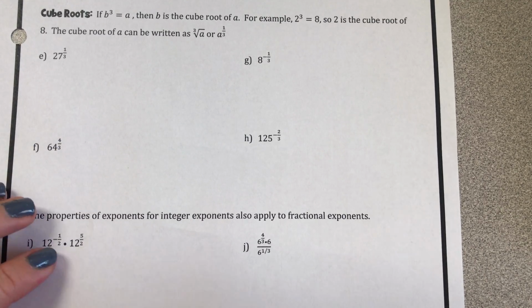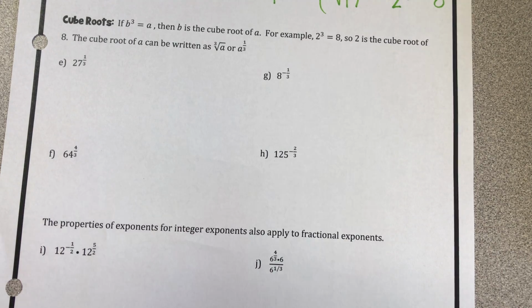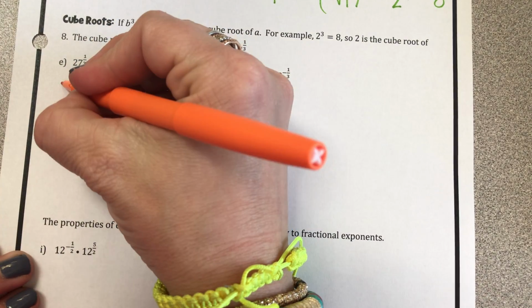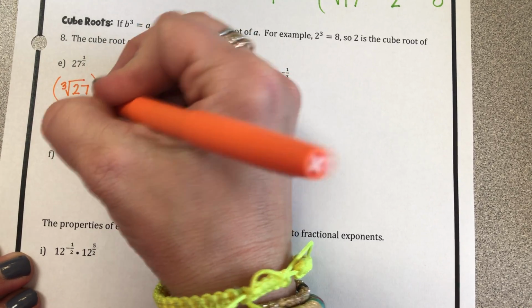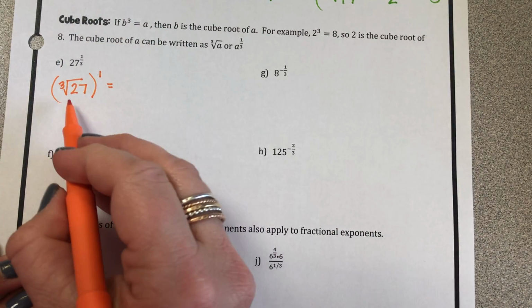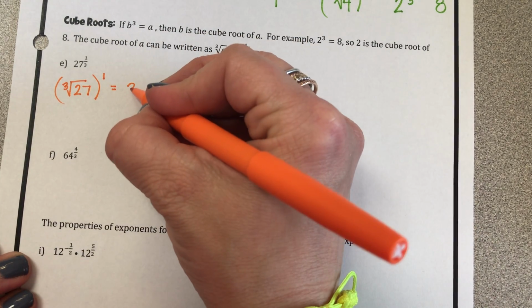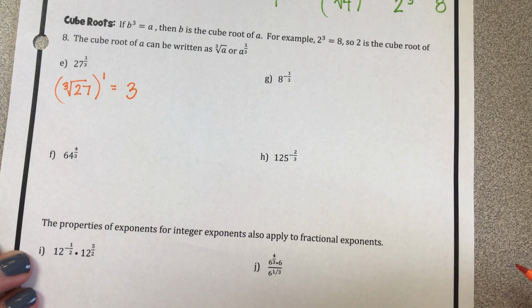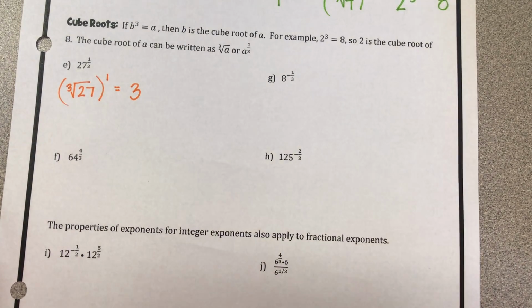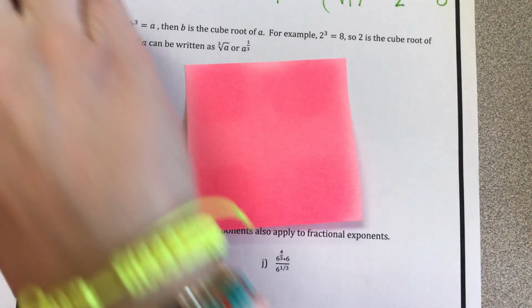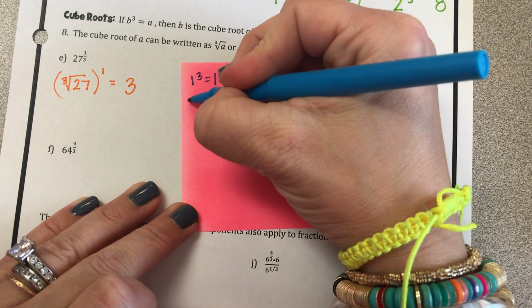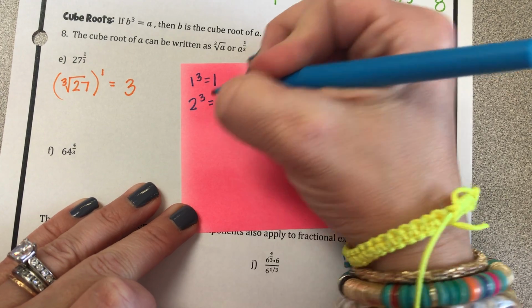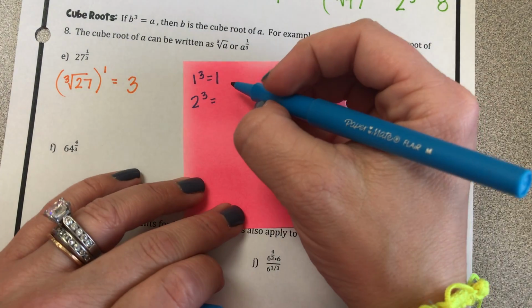So let's look at these. We're going to write it the same way we wrote the others. I'm going to switch colors here. So this is the cube root of 27 to the first power. The cube root of 27 is 3. And if it's helpful for you, let's make a quick little reference here. 1 cubed is 1. 2 cubed, 2 times 2 is 4 times 2 is 8.